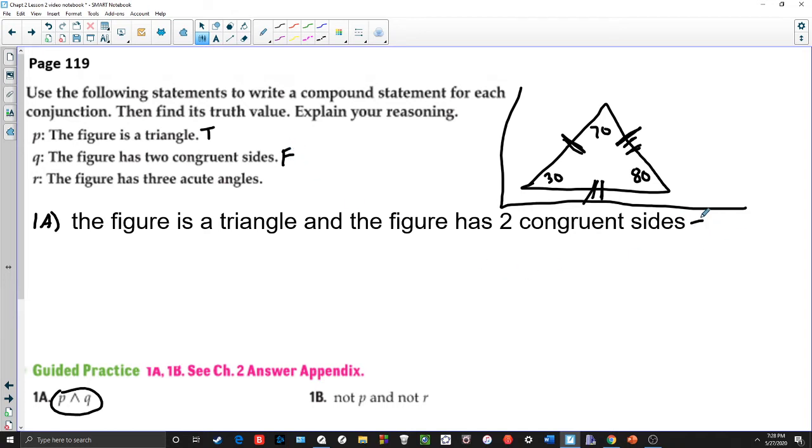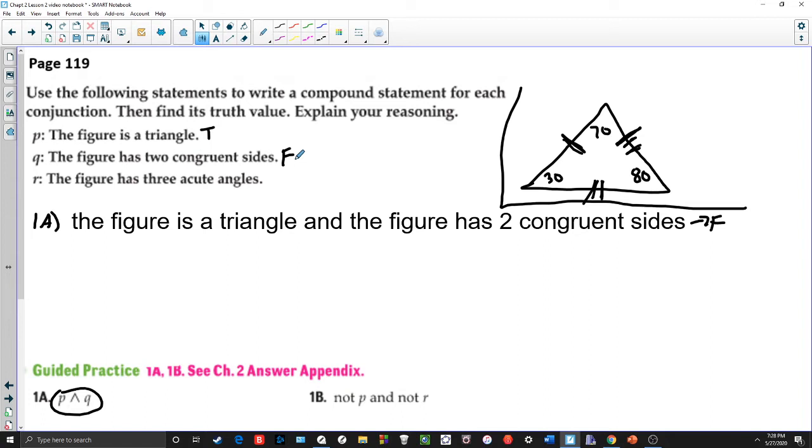So this compound statement has to be itself false. And why is it false? Well, because one of the pieces that makes it up is a false statement. So again, if one of the pieces is false, then the compound statement itself in its entirety is also false.